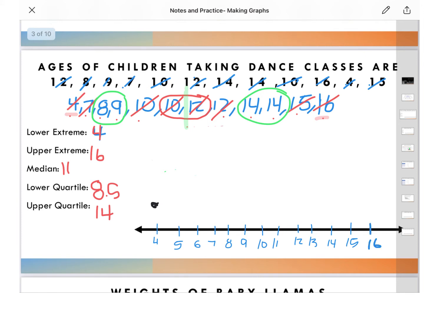My upper extreme is 16, so I need to make a dot up there. My median is 11. My lower quartile is 8.5, so in the middle of those two. And then my upper quartile is 14, so right here. Remember, my median, lower quartile, and upper quartile are what make up my box, so I like to draw that first. My median was 11, that's the line in the middle. My lower quartile was 8.5. My upper quartile was 14. And then my whiskers will extend out to my maximum and my minimum. So there is your box plot.